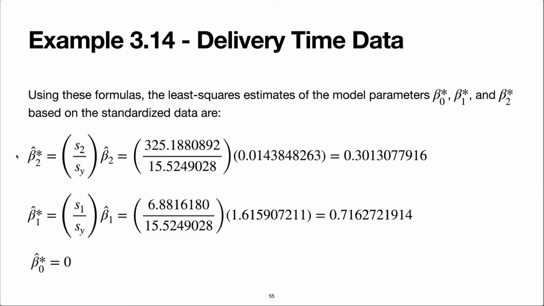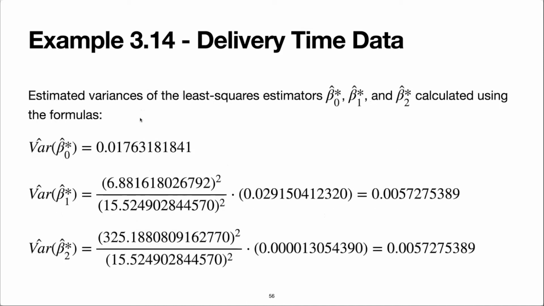So we can obtain these least squares estimates by utilizing the formulas and the values that we had calculated for beta 1 hat and beta 2 hat based on the unstandardized data. All right, we can come up with these values without actually having to standardize the original data and then refit the model.